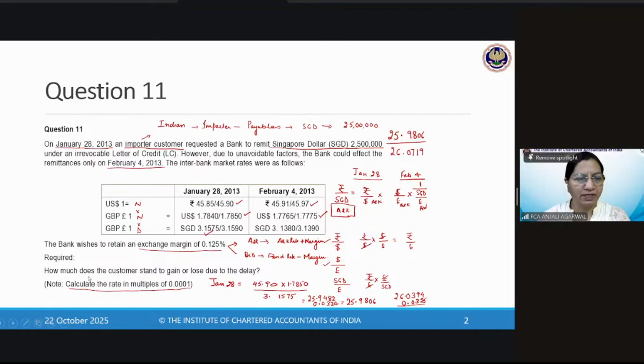But we have to ultimately calculate how much the customer stands to gain or lose due to the delay. So what's the loss or gain? You had to pay 25 lakhs into 25.9806 if the remittance had been made by the bank on 28th January. But if the remittance was delayed till February 4, the applicable rate became 26.0719, which is a little more. So you will end up paying 26.0719 into 25 lakh.